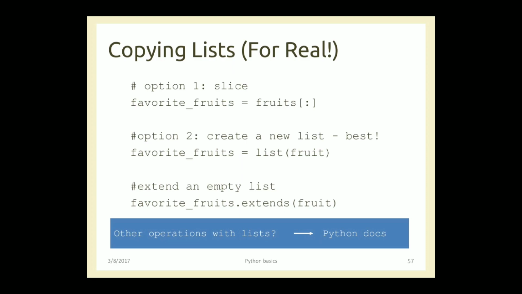Next is if you want to extend an empty list. An empty list means the list has no items yet. If you say favorite_fruits.extend(fruit), and here you write fruit, then what will happen? Nothing, it will be an empty list that gets extended. Extending means we are adding something to the end. When we add a complete list at the end of another list, we call that method extend.